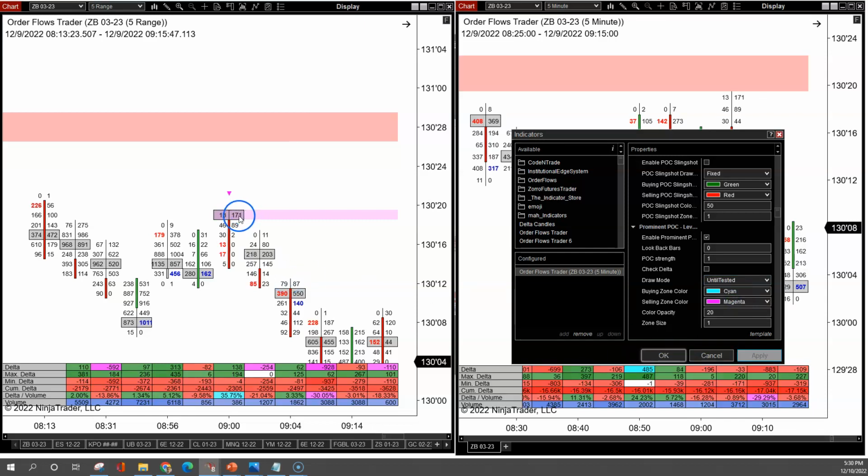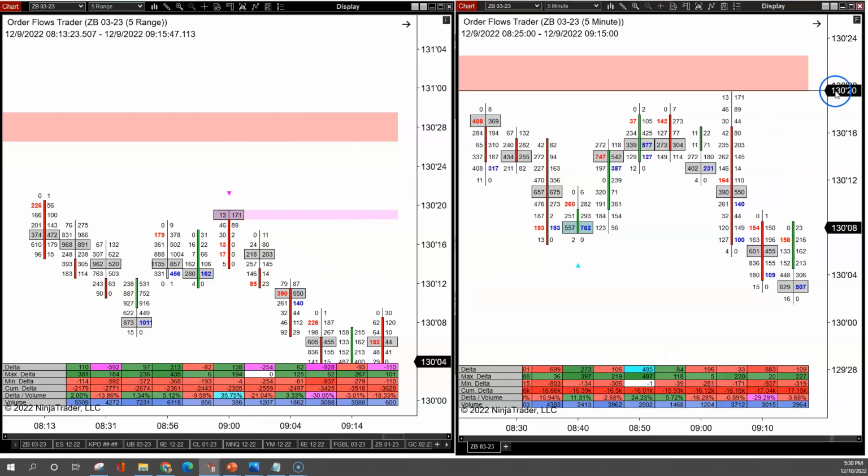And this is a prominent point of control. It's indicating that there's resistance here, right? You don't see it coming in, even though it's the same volume in here, 13 and 171. Why? Because this is a 5 range chart, so the bars are going to be a little bit smaller.